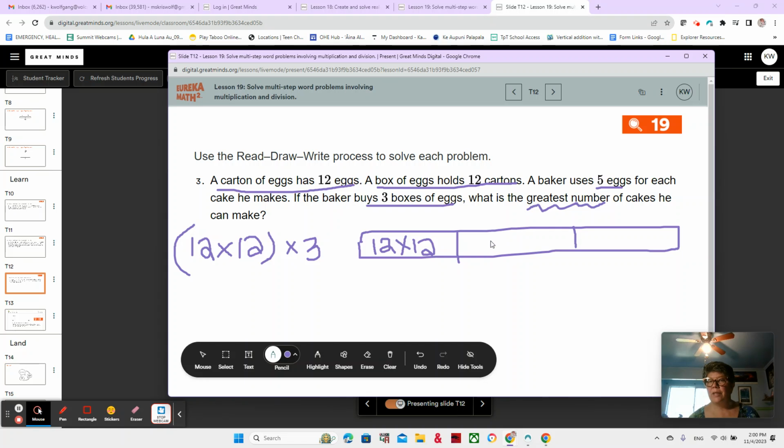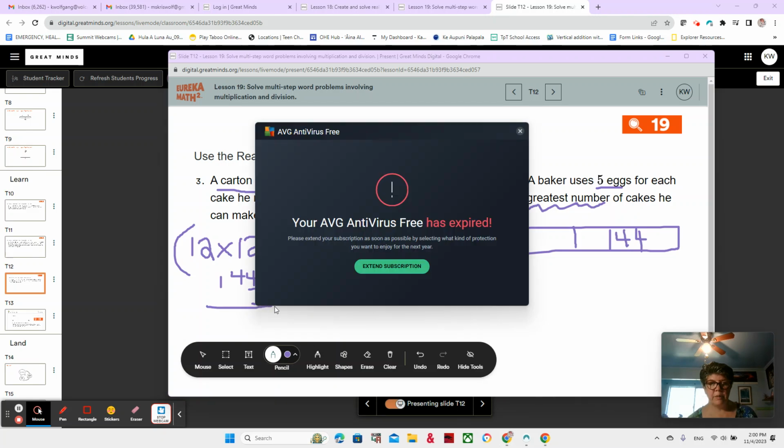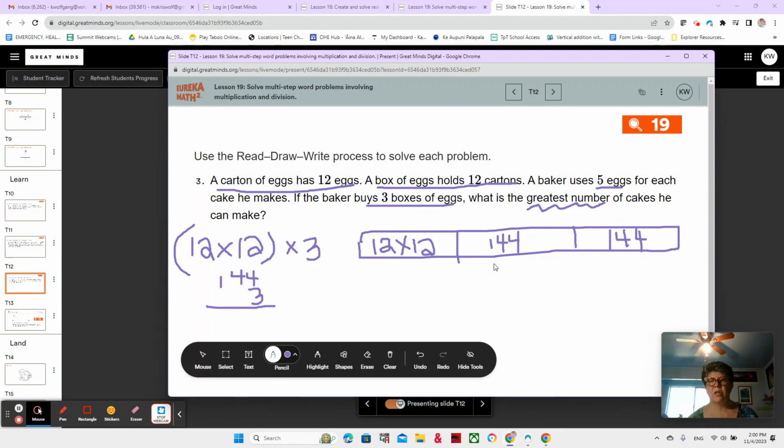And you might know that 12 times 12 is 144, either from your multiplication chart or from your times tables, right? So that's the total number of eggs in 3 boxes. So we could do 144 times 3, right? 144 times 3, because we need to know how many eggs he has all together, because we need to find out how many cakes he can make. So how many eggs does he have to start with?